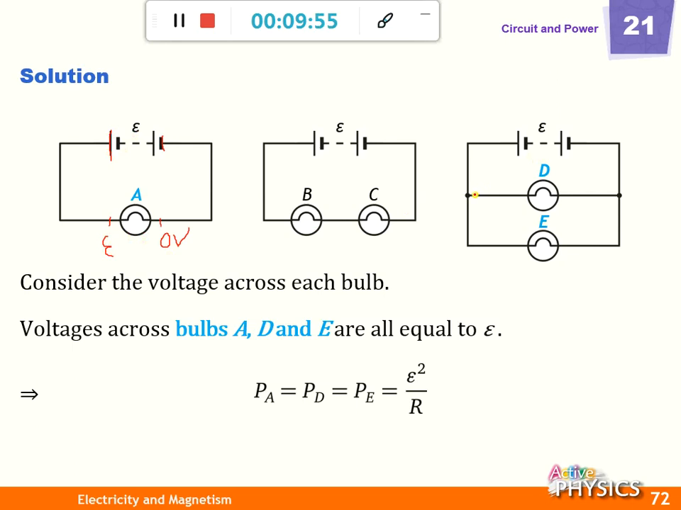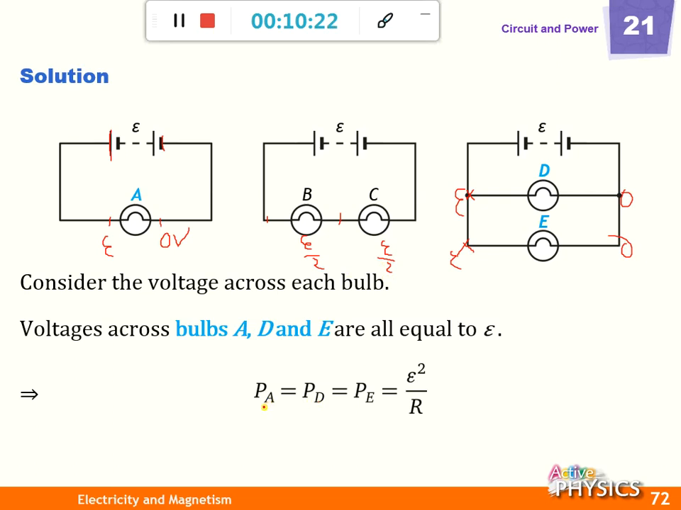For the third one, this one should be epsilon, epsilon. This one is 0, 0. So D and E should be epsilon. But how about B and C? B and C are connected in series, with division of voltage. Then it means that for B, only epsilon over 2. C, also epsilon over 2 only. Okay?